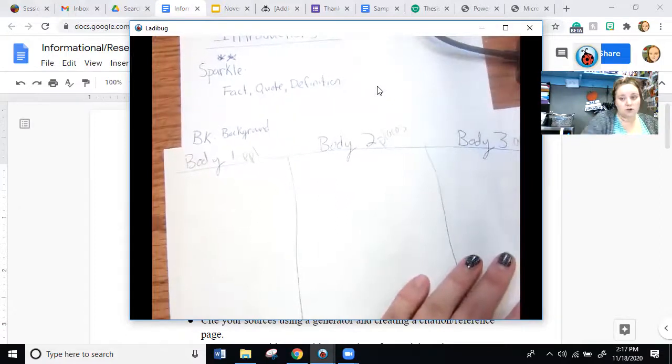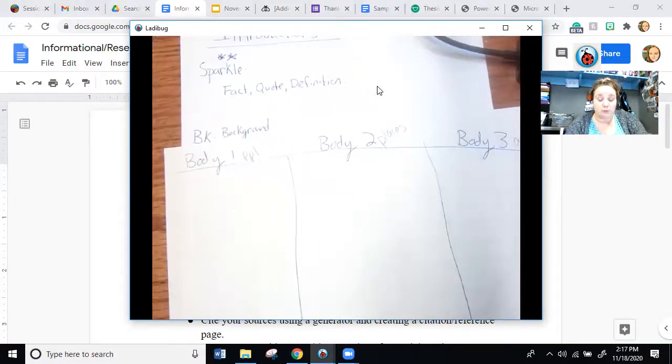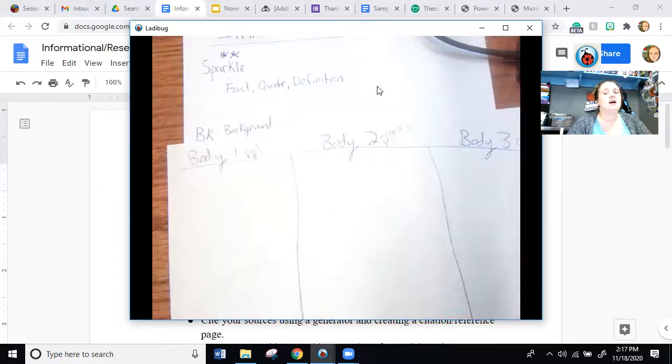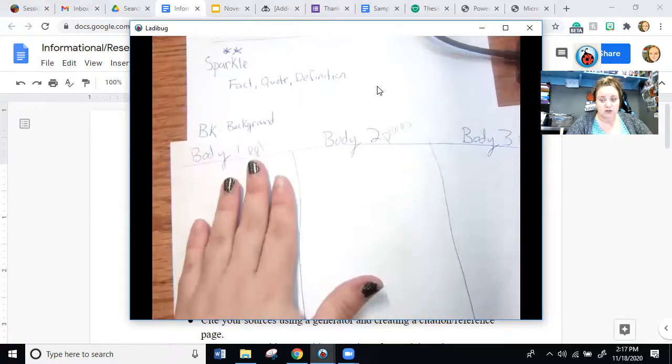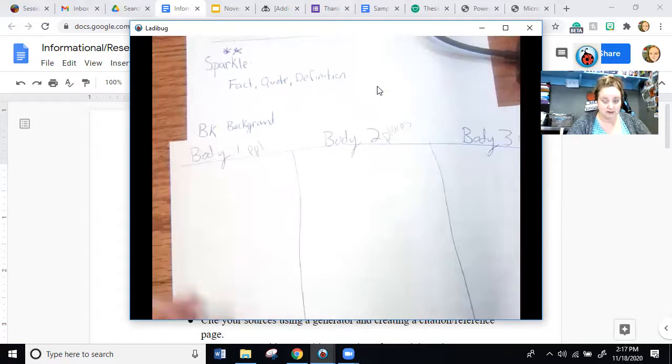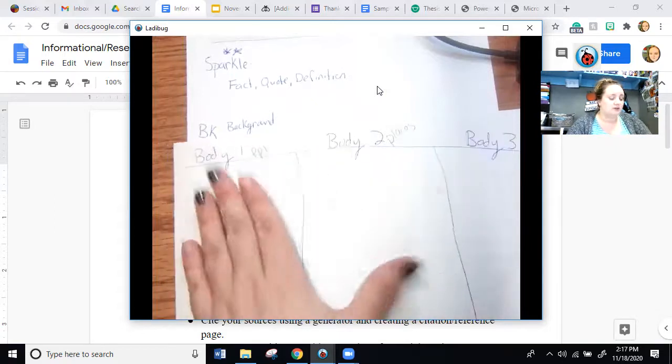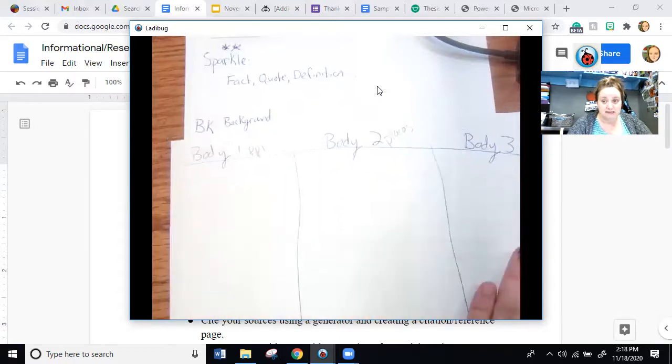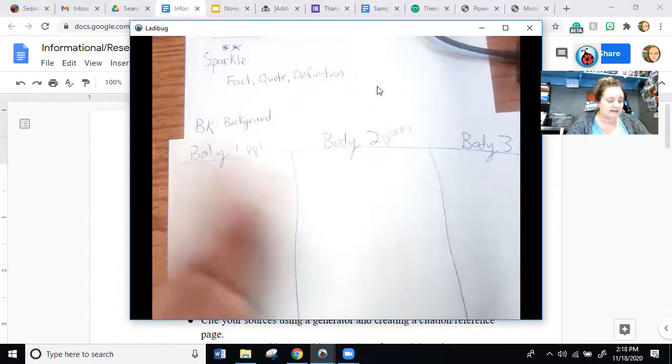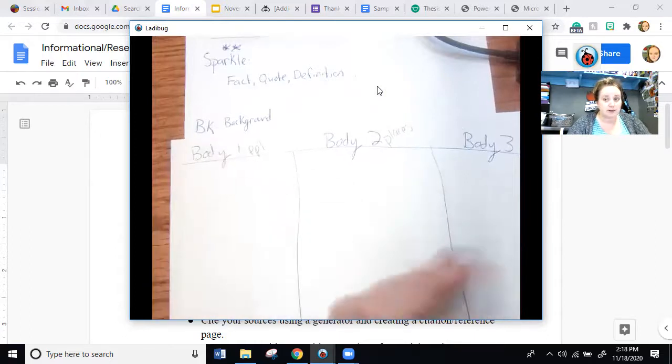Now, as you do this, you're going to realize, hey, I don't have very many facts about this. Hey, I don't have very many facts about this. Hey, I have tons of facts about this. So I need to even the playground. So this part is going to be for you to take notes on, and you can do this at home as well. I just took a piece of paper, divided it into 3. These are my body paragraphs. These are where I'm going to put my facts.